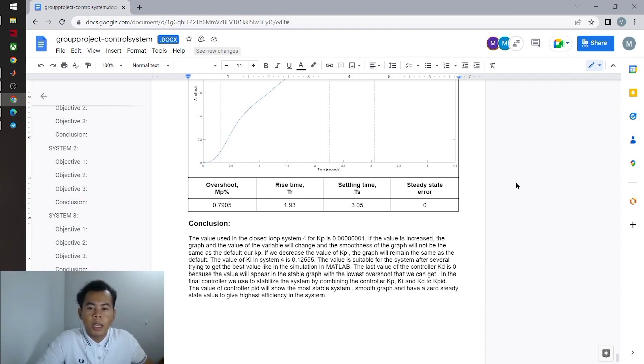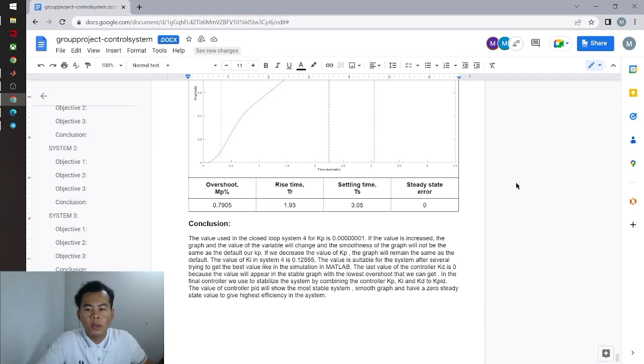The value of KI in system 4 is 0.12555. The value is suitable for the system after several tries to get the best value, like in the simulation in MATLAB. The last value, the controller KD, is 0 because this value gives a stable graph with the lowest overshoot, and that's what we can get.